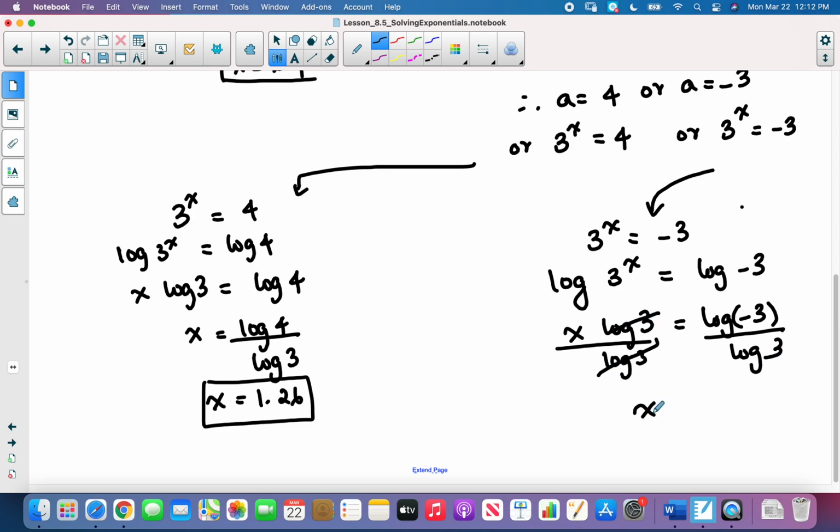And if you take your calculator and try log of negative 3, it's going to say error. So then you would say there's no solution because you can't evaluate the logarithm of a negative number. Okay, so this is the only solution you have.